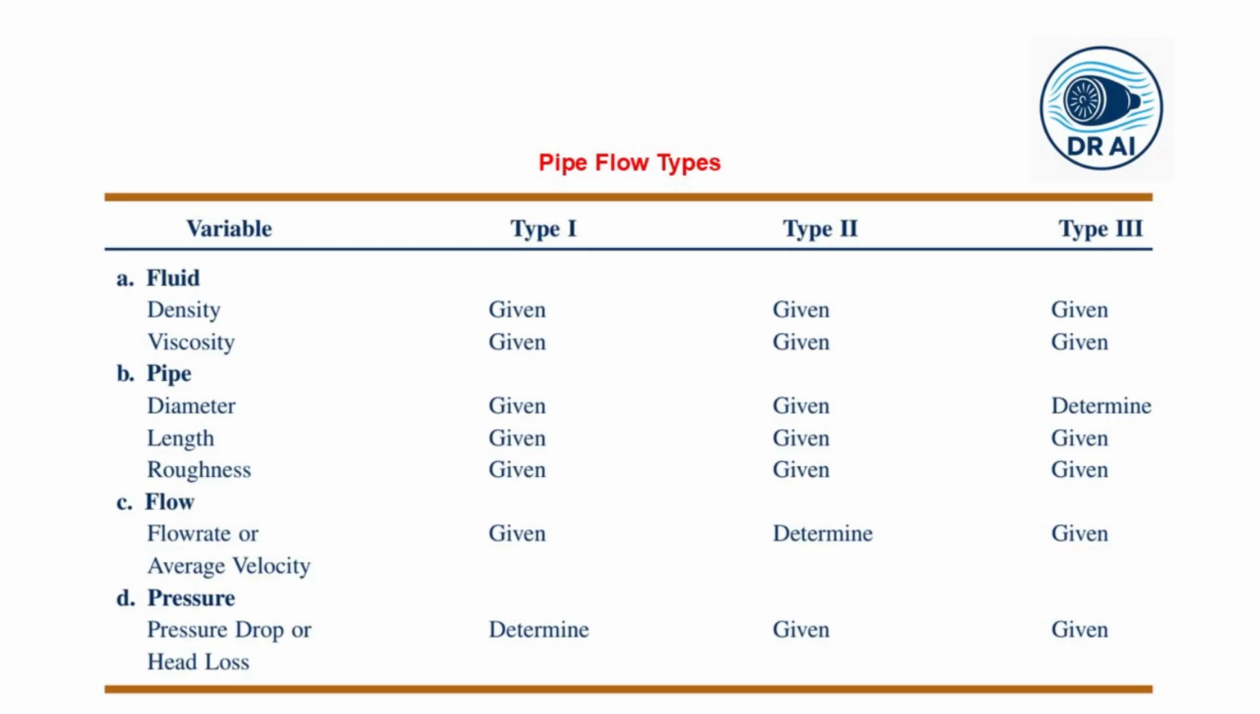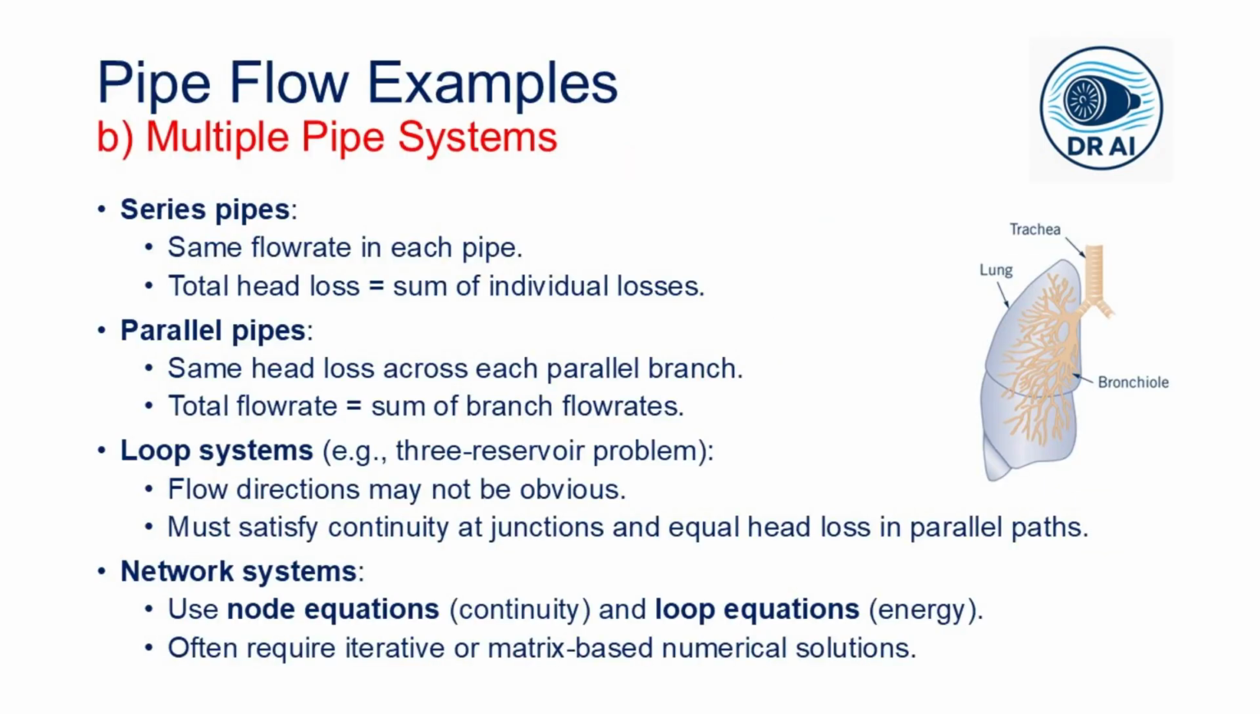So this iterative process is not a failure of analysis. It's a recognition of the real world. It's what engineers do. And with modern computers and calculators, it is much faster than it used to be. But the conceptual understanding of why you are iterating is still essential. Then we move on to the next topic, which is the multiple pipe systems.